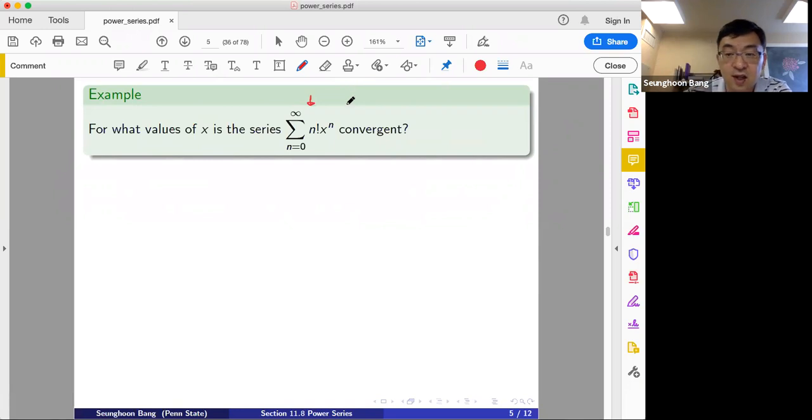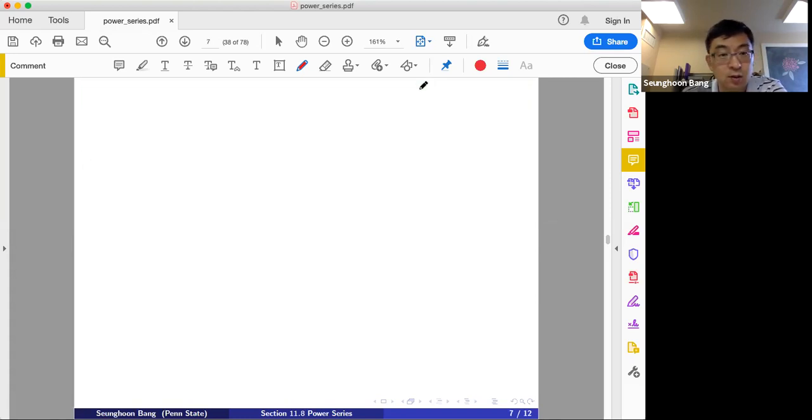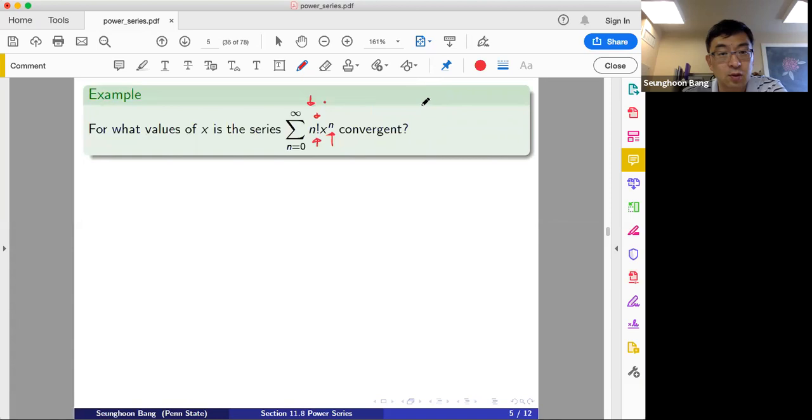Geometric things, no, because we have a factorial form, so we cannot use a geometric series. The ratio test is the best way. We have factorial form or constant to the power n form, so we use the ratio test, right? We can use the ratio test here.